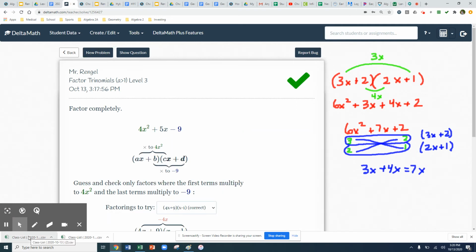So we go ahead and try that, and that was the correct answer. So there's your level 3. You may have to try some different combinations of numbers, but it is kind of a guess and check method. And as you practice more, you'll become more and more comfortable with factoring these trinomials.